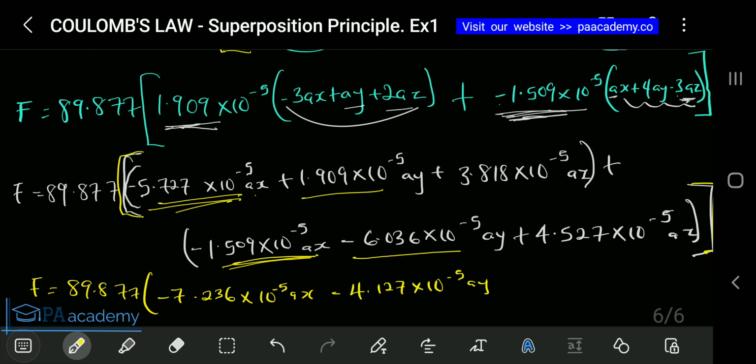Okay. So now let's also add up this with this, and that will give us plus 8.345 times 10 raised to the power minus 5 AZ. So now let's close this.